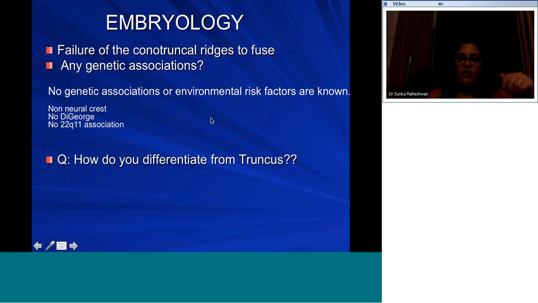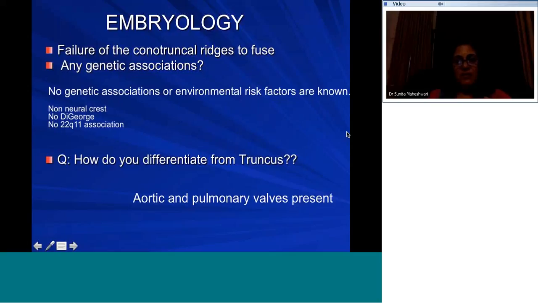Now, how do you differentiate truncus and AP window? Truncus, as we know, and we did in the last class, is associated with DiGeorge, with 22q11. Clinically or by echo, how do you differentiate these two? Via the semilunar valve. So in AP window, you have a pulmonary valve. In truncus, you don't have a pulmonary valve. Okay, we'll move on to anatomy.